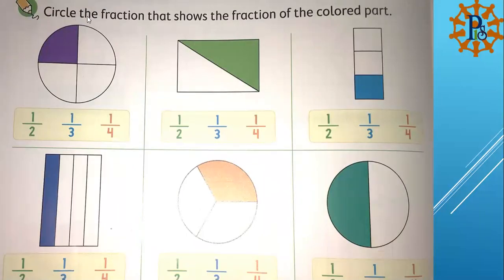Here, in this example, circle the fraction that shows the fraction of the colored part. We need to talk about the colored part. Okay, here we have six examples, and I want to choose from you. Let's see. Safe? Yes, Mister. The first one represents half or third or fourth? We talk about the colored one. Is it half or third or fourth? Fourth, okay. Thank you, Safe.